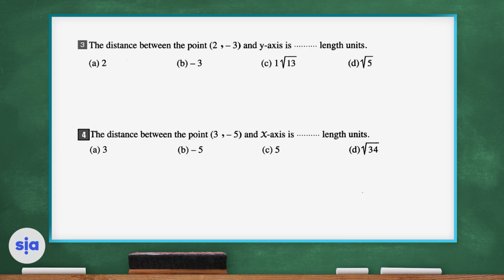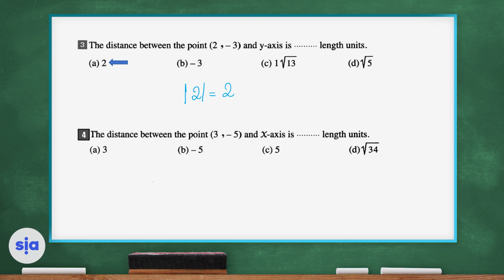Question 3, the distance between the point (2, -3) and the y-axis is how many length units? As we know that the distance between the point and the y-axis is the absolute value of x, so it is 2. So in number 3, the correct answer is choice A.